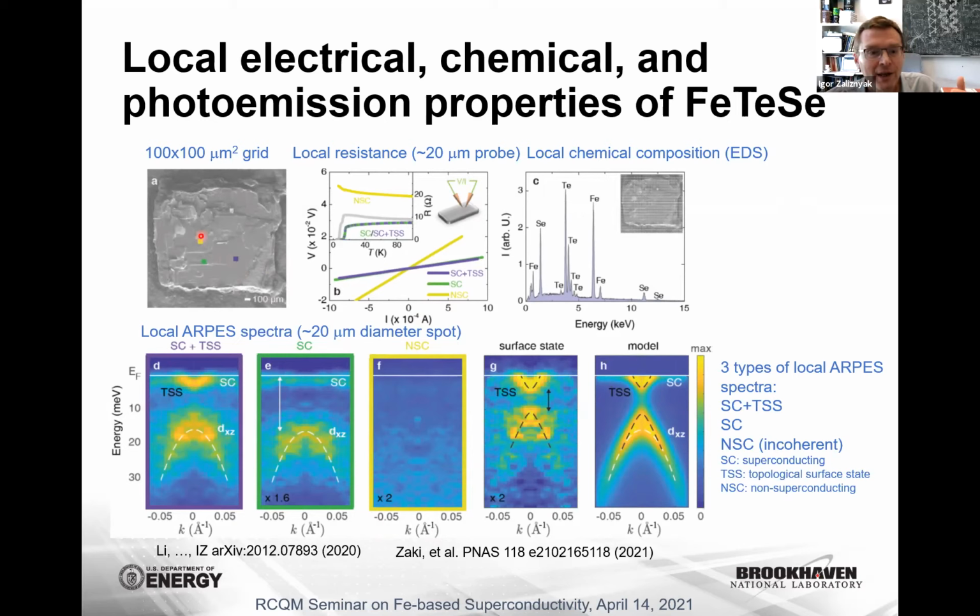So it turned out that these types of bad spots typically have higher room temperature resistivity. Also, upon cooling, they show non-superconducting behavior. While the other spots, the ones that have coherent features in the ARPES spectrum, have lower resistivity, as well as they show the superconducting transition on cooling.